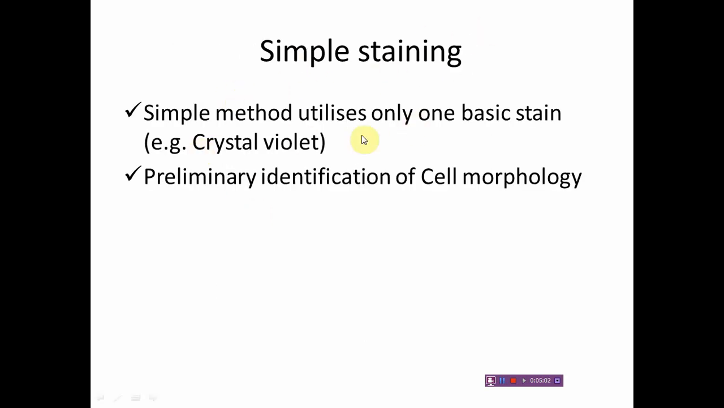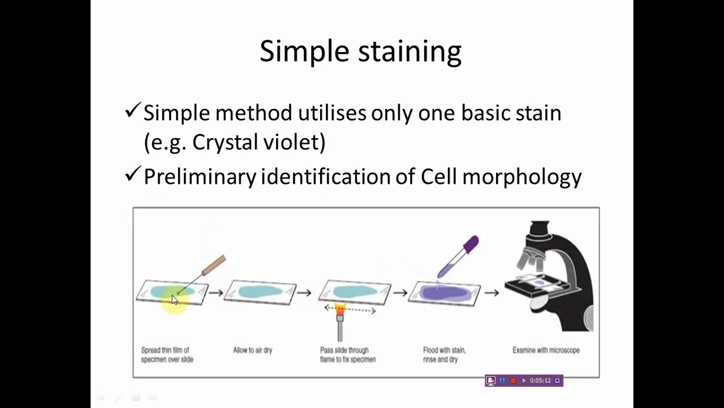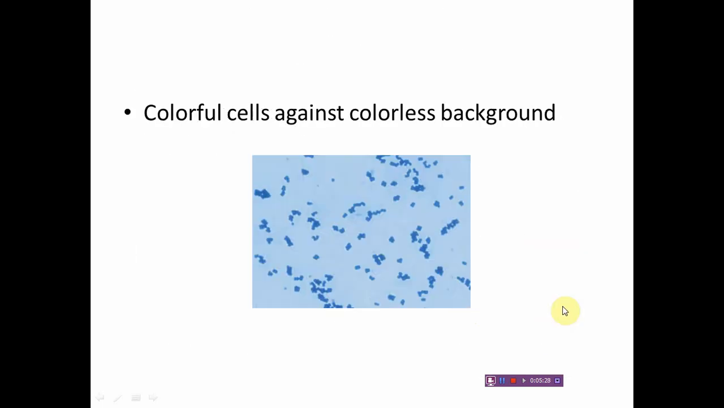Simple staining is a very simple technique which utilizes only one type of basic stain, and this helps in identifying the cell morphology. So this is the procedure of simple staining. A smear of the bacterial suspension or bacterial culture is prepared. The smear is air dried, then it is heat fixed, and after staining, we wash the slide, we air dry the slide, and we observe it under the microscope. If the cells appear just like this, it is a staphylococcus culture. The morphology can be identified as staphylococci.